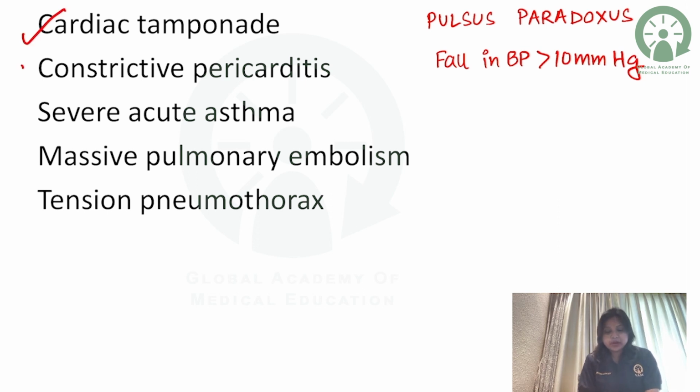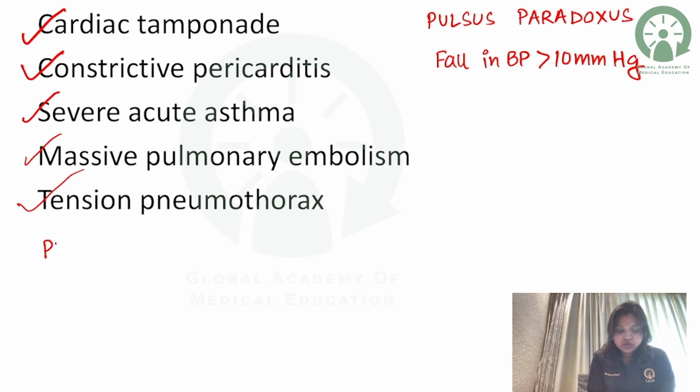Number two, constrictive pericarditis. What happens in constrictive pericarditis? The heart is so stiff that there is less stroke volume. Then severe acute asthma, some obstructive cause, massive pulmonary embolism, and tension pneumothorax. So you have to remember these five causes of pulsus paradoxus. Another cause you can remember is the superior vena cava obstruction syndrome. Okay, and another pulse waveform which I would like you to understand is pulsus alternans.